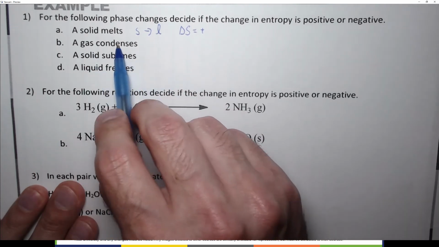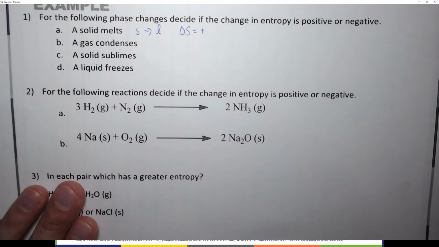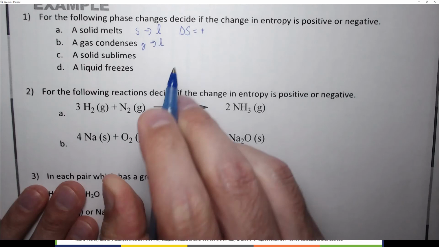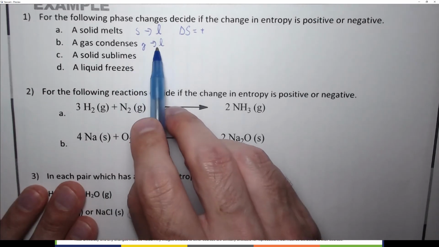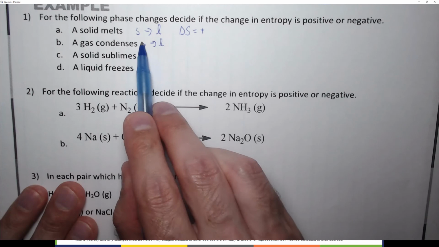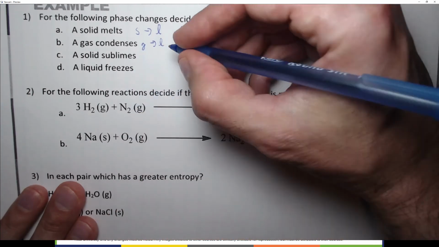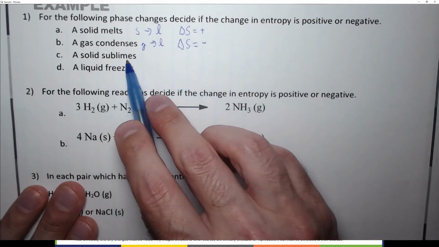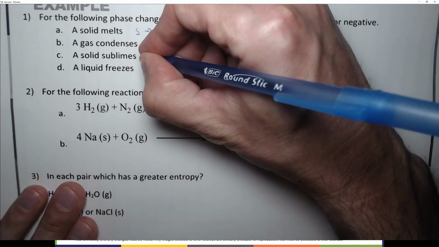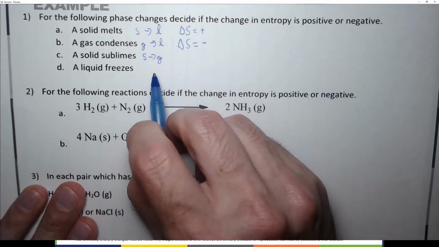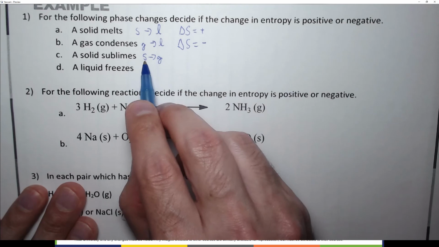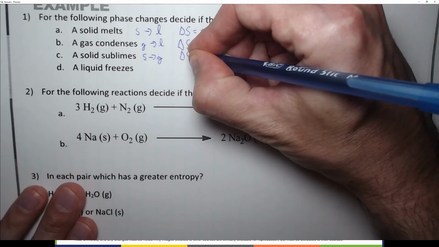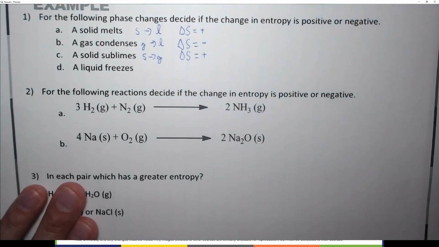Let's look at the next one. A gas condenses. So we basically have a gas forming a liquid. So when a gas condenses to form a liquid, we've gone from something with more disorder to something with less disorder. Said another way, entropy decreases where delta S is negative. A solid sublimes. A sublimation is going from the solid phase to the gas phase, skipping the liquid phase. In this case, this is more ordered, and this is far less ordered. So we've increased randomness, we've increased disorder, and delta S is positive.